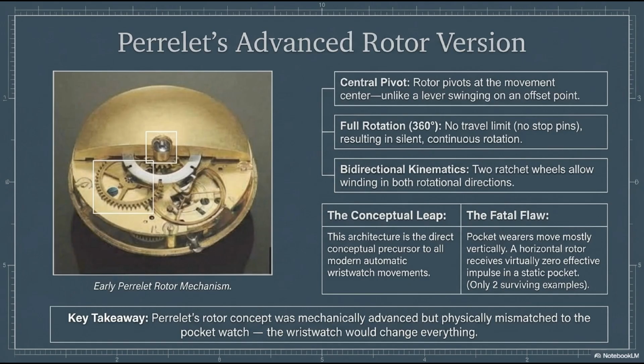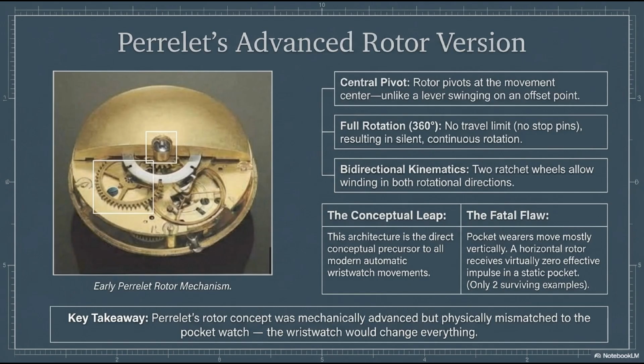It also featured bidirectional kinematics. Using two ratchet wheels, it could actually wind the mainspring regardless of which way the rotor spun. This architecture is the direct conceptual precursor to almost every modern automatic wristwatch movement in existence today. However, it had a fatal flaw at the time. Pocket watch wearers still moved mostly vertically. A centrally pivoted, horizontal rotor receives virtually zero effective rotational impulse while sitting upright in a static pocket. The physics simply didn't match the human behavior.